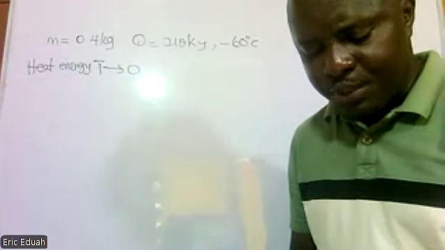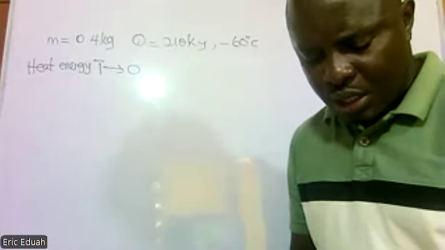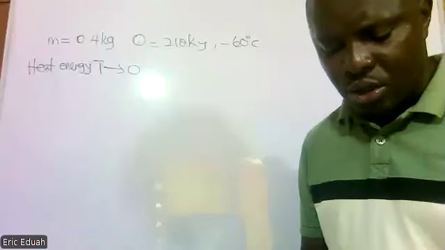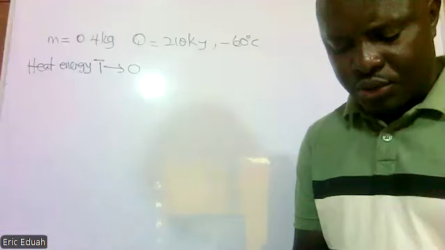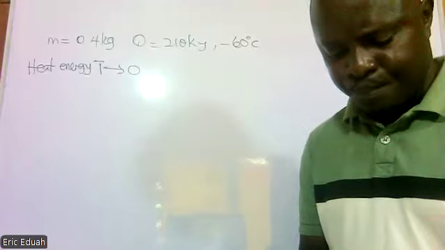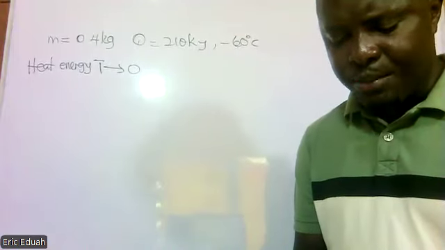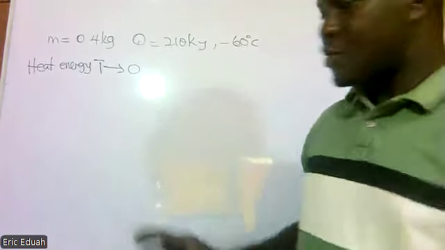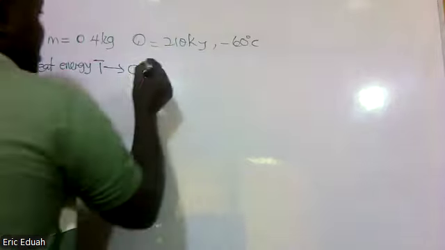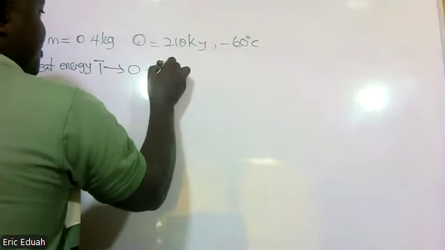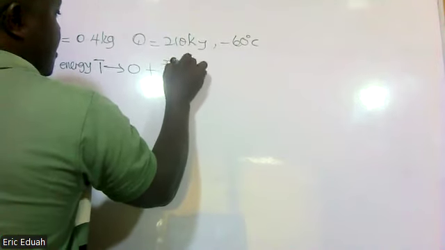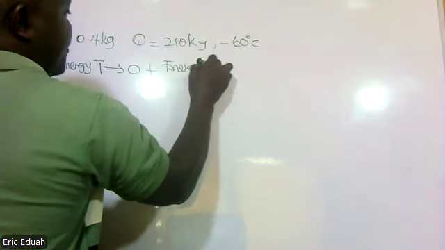Then the temperature of the ice formed decreases. Okay, so the water temperature decreases until the water freezes. Then the temperature of the ice falls. So after the temperature has dropped to 0, the change of state will start. So plus energy for freezing.